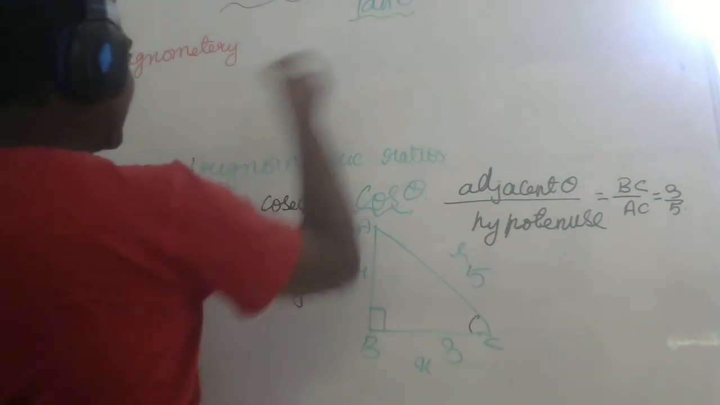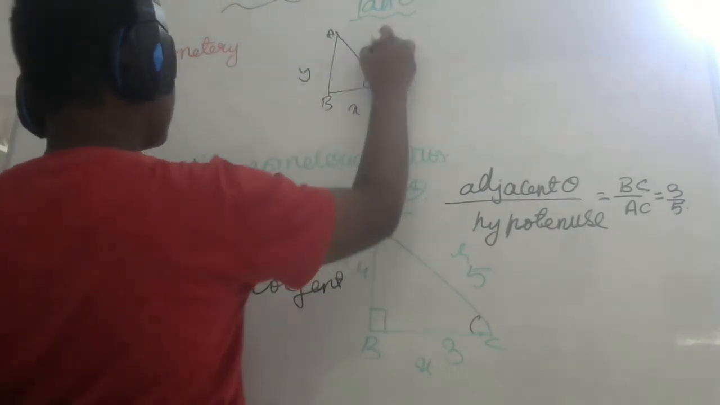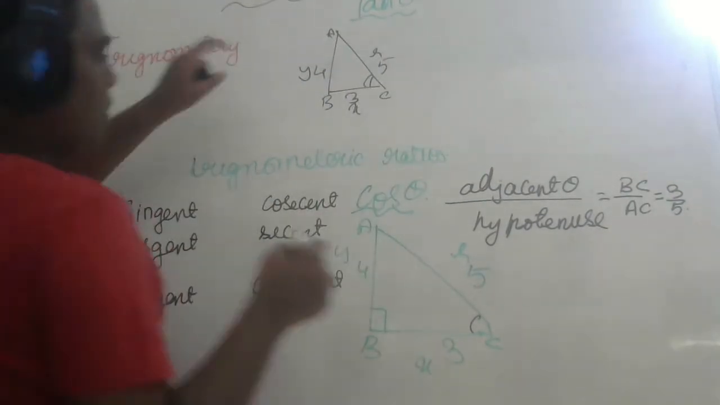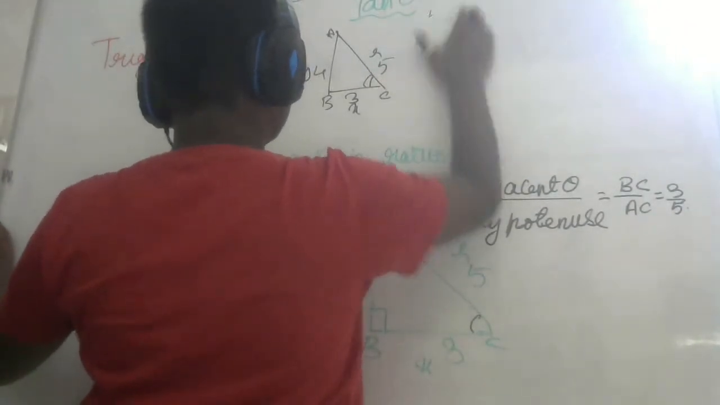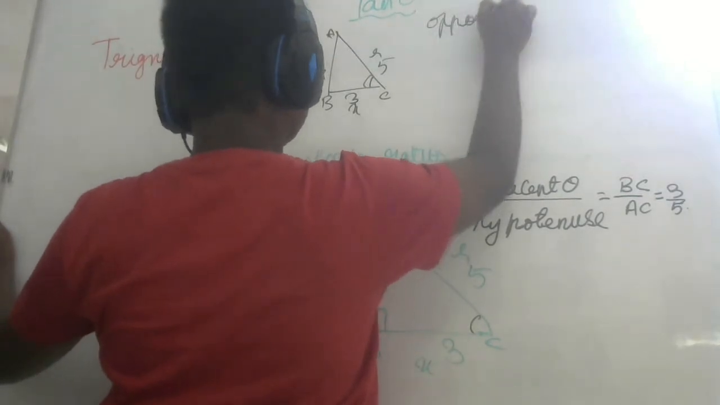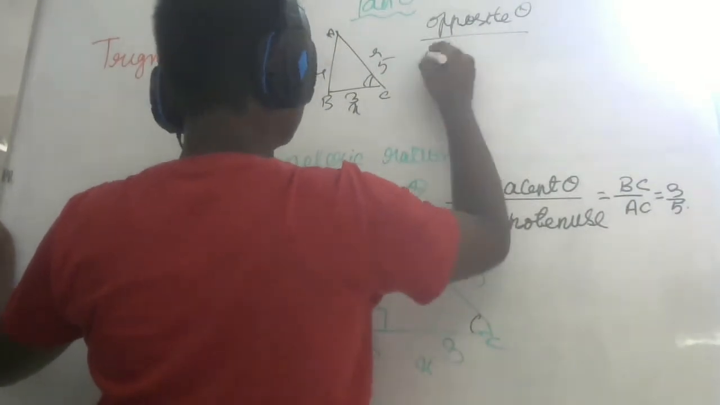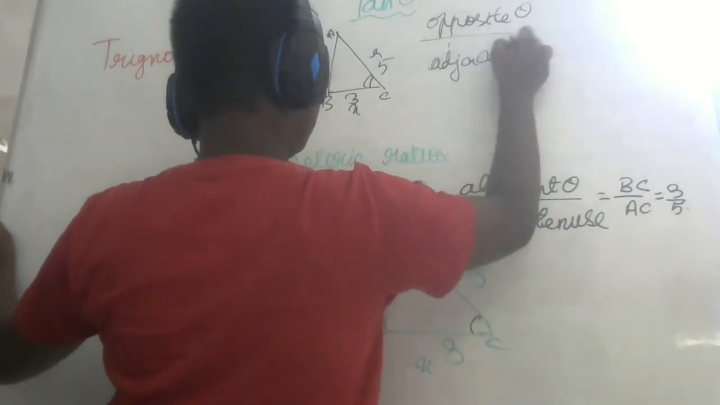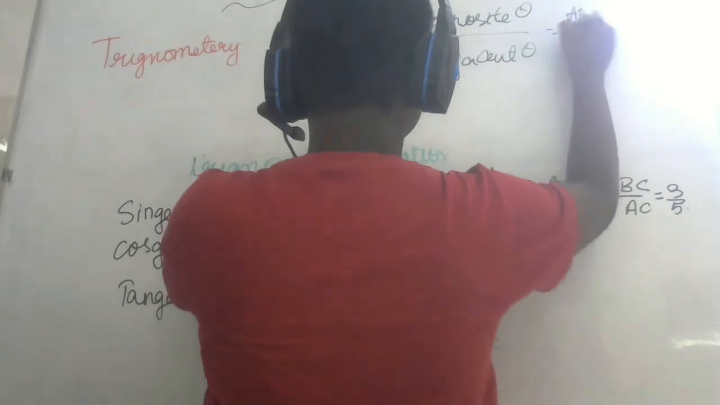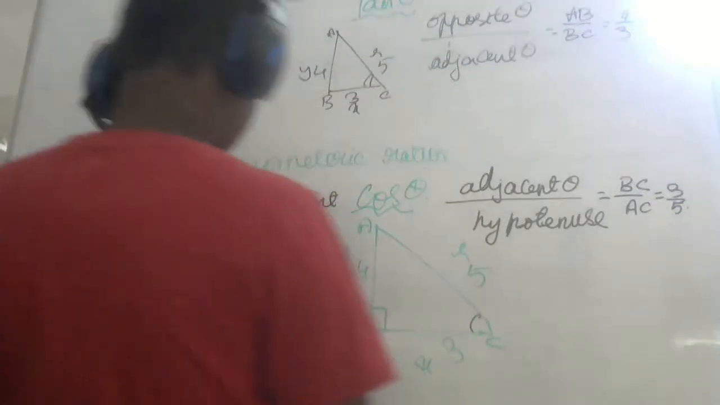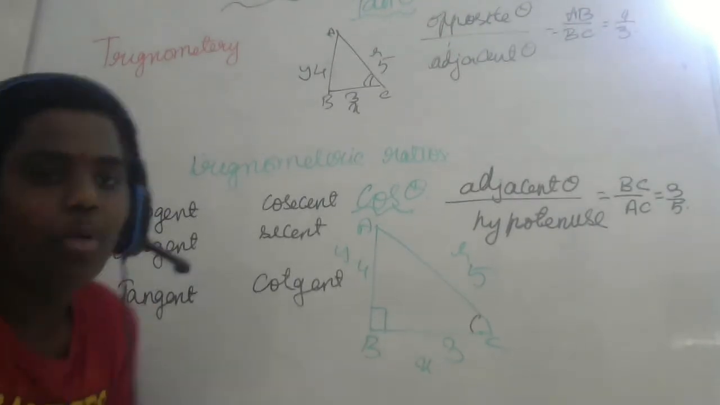Now tan theta, again the same process. Right angle triangle ABC, theta here, with sides 4, 3 and 5. Now what's the value of tan? How to calculate tan? Tan theta is nothing but opposite side to theta by adjacent to theta, which is nothing but, opposite means AB, AB by adjacent BC, 4 by 3. So in tangent and cotangent, we will not be having the value of hypotenuse.